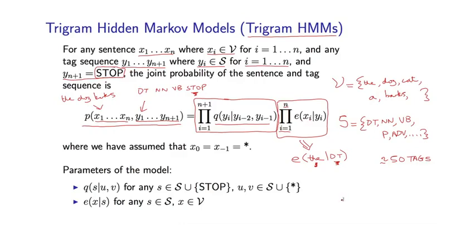So the parameters in the model are as follows. I have a trigram parameter q(s | u, v) for every trigram of tags u, v, s, where u and v can be in the set S, and I'm again going to use the start symbol star. This again is very similar to what we saw in language models. And s can be any member of S, or it could be the stop symbol. So that's the first set of parameters. These are basically trigram parameters.